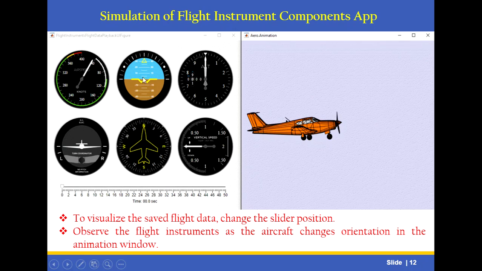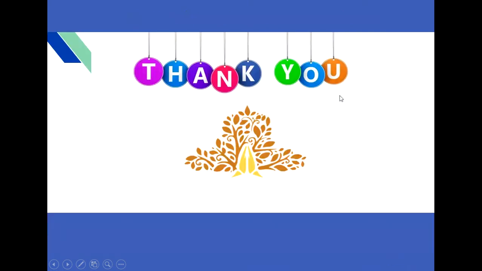This is the flight instruments flight data playback UIFigure. This is the aero animation, that is, the flight simulation. To visualize the saved flight data, change the slider position. If you adjust the slider, the animation window and the animated flight also change depending on your variation. For example, if you turn left, it turns left. Observe the flight instruments as the aircraft changes orientation in the animation window. The animated window output is in this window. Thank you.